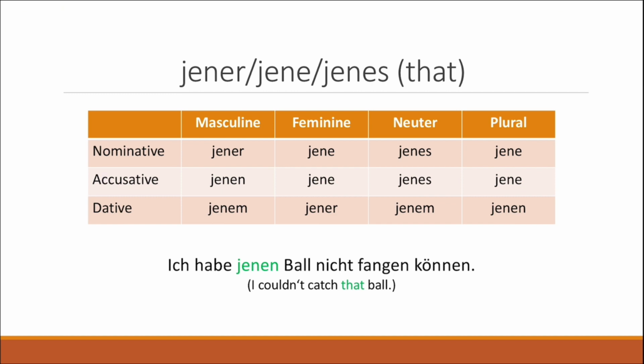Now, we could say it like that. Ich habe jenen Ball nicht fangen können. Or we could simply say, ich habe den Ball dort nicht fangen können, which basically means the same. So we are replacing jenen with den, in this case, the accusative masculine article, and then dort right after the noun. So that is the same way of saying the same thing. It's just a different way.